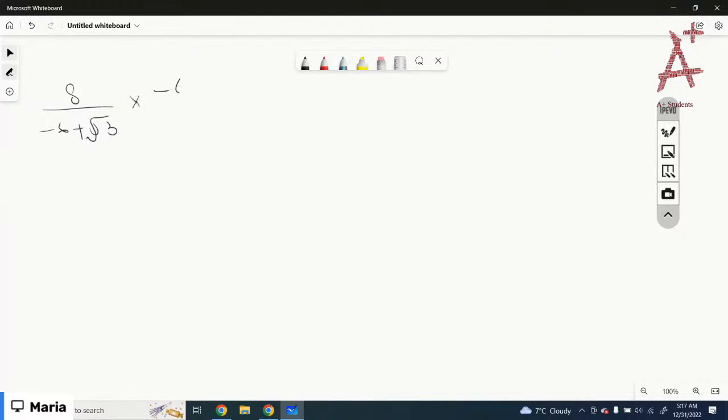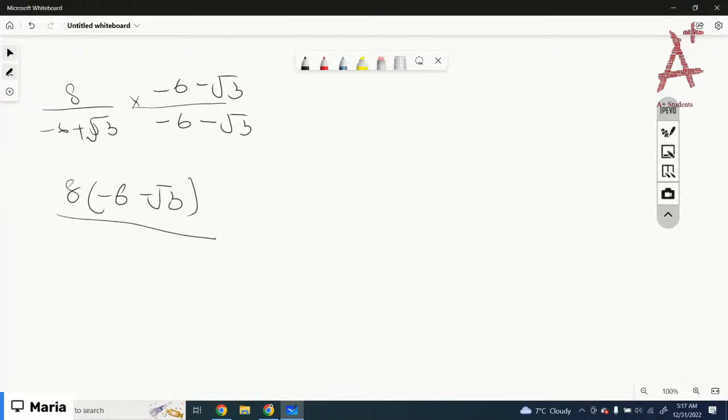So the conjugate is negative 6 minus square root 3. We just have to change the sign of the radical. Got it? It will be negative 6 minus square root 3. Multiply and divide with the conjugate. So in the numerator, it would be 8 times negative 6 minus square root 3, divided by negative 6 plus square root 3 and negative 6 minus square root 3. It would be basically a plus b and a minus b.